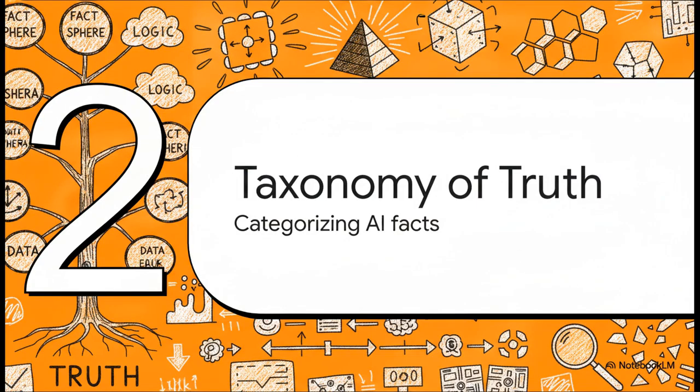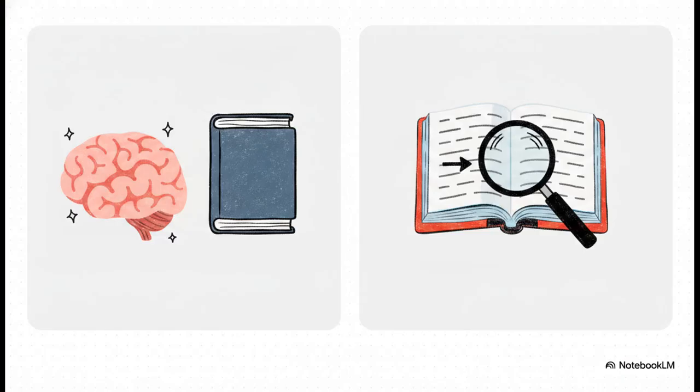Moving right along to Section 2, the taxonomy of truth. You see, truth isn't just one single monolithic concept in the AI world. We really have to categorize it. On one hand, we have intrinsic factuality. Think of this like a closed book exam. The AI relies entirely on the world knowledge it memorized within its parameters during training. On the other hand, we have extrinsic faithfulness, which is basically an open book exam. This is where you hand the AI a specific document, like, say, a 50-page earnings report, and you measure how faithfully it sticks strictly to that text without inventing any outside info.